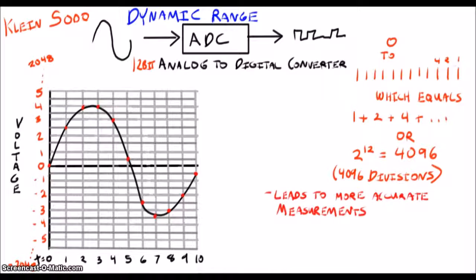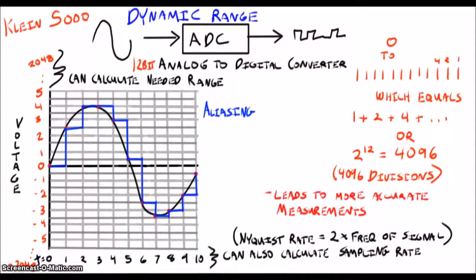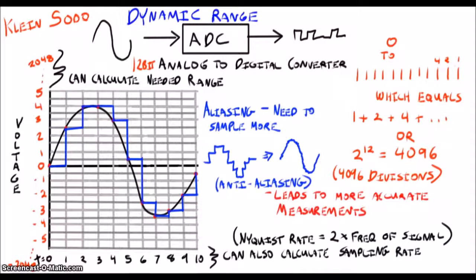There are several ways to calculate the potential dynamic range of a signal, which I'm not going to go into here. You can also calculate the rate at which you should sample a signal, which is known as the Nyquist rate and is equal to twice the frequency of the original signal. You might have heard of anti-aliasing in the audio world. Fun fact, aliasing is just the bad conversion of analog to digital because of a bad sampling rate. Anti-aliasing is a technique for fixing that problem after the fact.